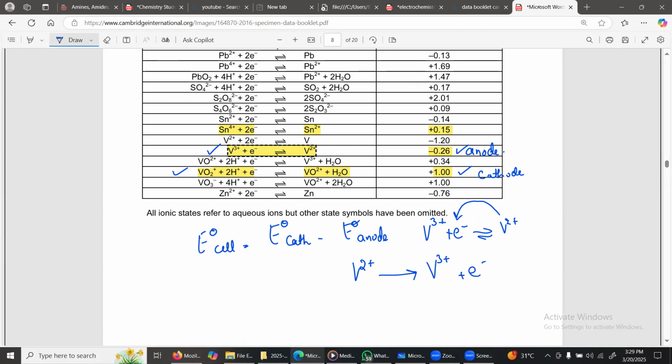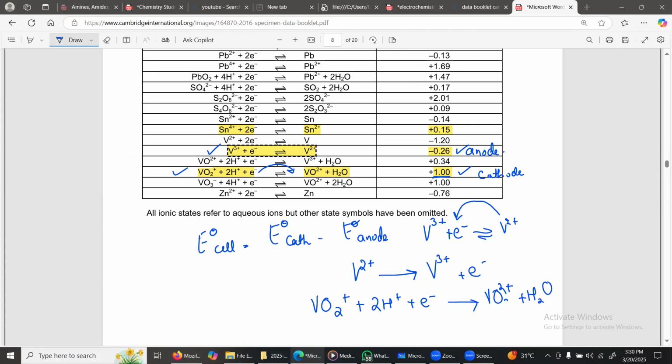Then we talk about the second equation. This one is plus 1 and it is acting as the cathode. So this equilibrium will be shifted more toward the product side. So I can also make the net equation from it. It will be VO2 plus 2H positive plus electron forming VO plus 2 plus H2O.